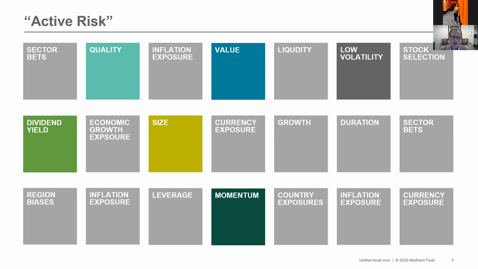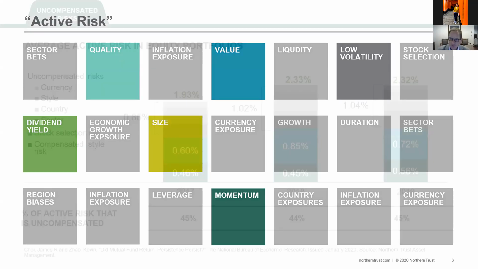The groupings that are colored are the ones that, from an academic perspective, have been shown to produce either higher returns or, very importantly, higher returns per unit of risk, meaning that you tend to be compensated for taking exposure to high quality, higher value, lower volatility, smaller size, higher momentum, higher dividend yield. You tend not to be compensated over time for sector biases, liquidity, duration, currency exposures, leverage, region biases, so on and so forth. Everything that's in light gray has really not been shown to be compensated over the long term. Okay, so when we talk about compensated and uncompensated risks, this is what we're focusing on. When we talk about active risk, what we mean is risk vis-a-vis a benchmark. Okay, now with that as the concept, let's go into that first finding.